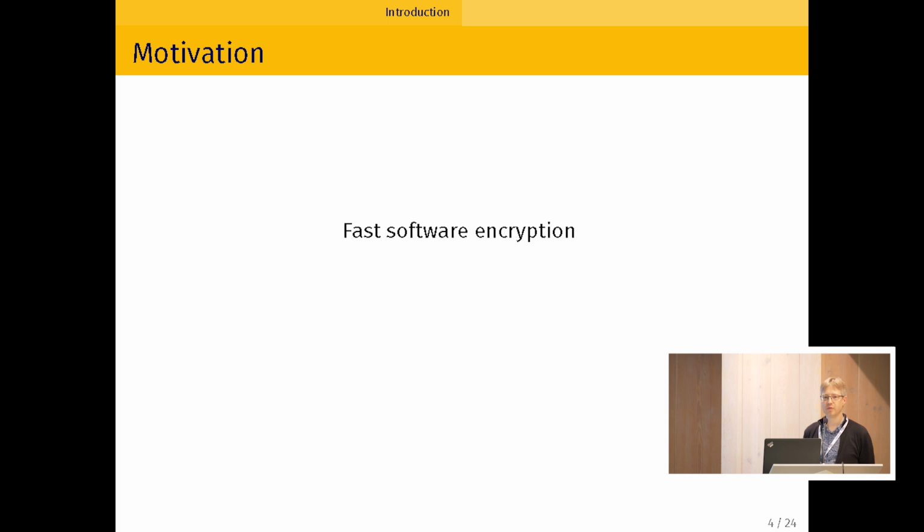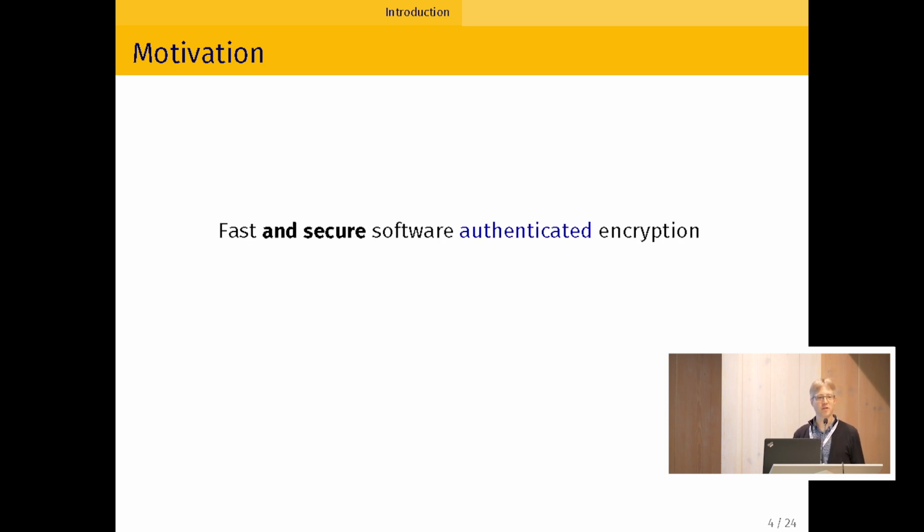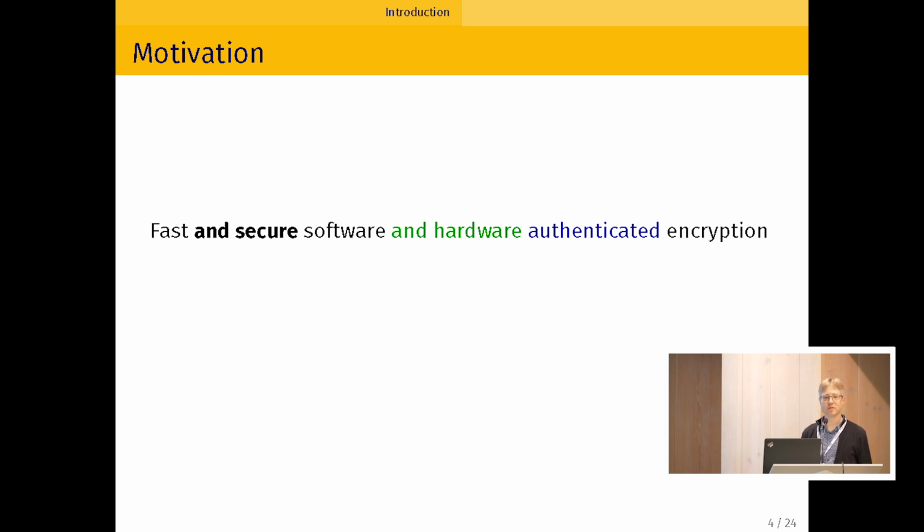So first, motivation. The motivation starts from the very title of this conference. We want to have fast software encryption, and presumably it needs to be secure, right? Usually we don't only need confidentiality, but authentication is also important. Sometimes we need authenticated encryption, and it needs to run fast on software, but hardware should also be looked at.